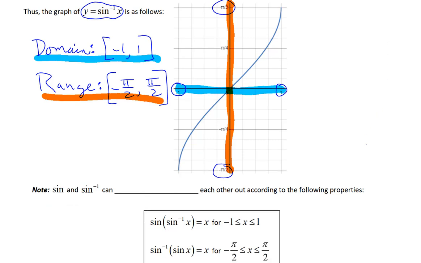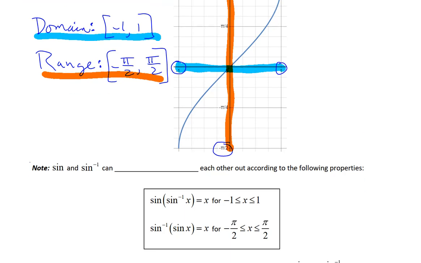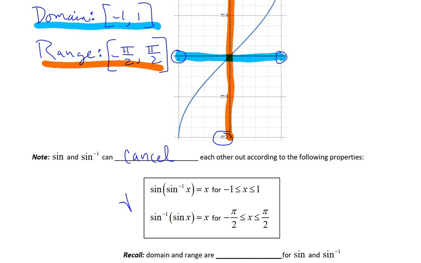To bring something in from algebra, again, that you may or may not remember, but from the inverse function topic, we're going to note the following here, that sine and sine inverse, that is, those being inverses, can cancel each other out according to the following properties. Okay, so we have these summarized here, and we're going to be using these in examples shortly, but these are just the rigid definitional forms of these.